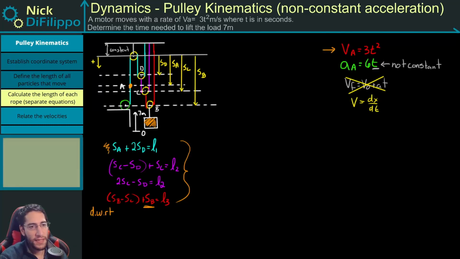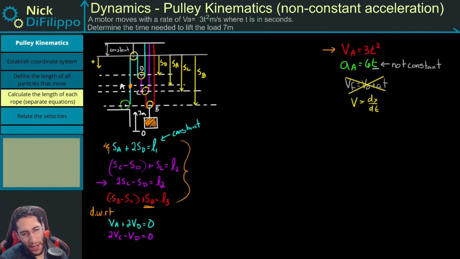So let's differentiate this. We have, for our first equation, our velocity of A plus 2 times the velocity of D is equal to 0. Remember, this right here is a constant value. When we differentiate a constant, it goes to 0. The second equation is going to be this one. And for that second equation, we have 2 times our velocity of C minus our velocity of D is also equal to 0.